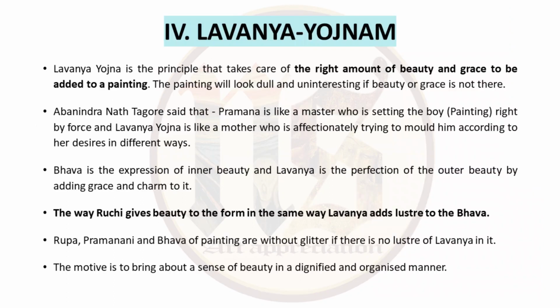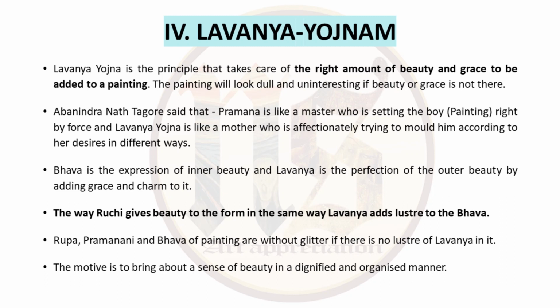Now coming to the fourth one called Lavanya Yojanam. Lavanya means beauty and Yojana means scheme. So in short, it is scheme of beauty. Lavanya Yojana as a principle takes care of the right amount of beauty and grace to be added to a painting. Otherwise, the painting will look dull and uninteresting. Abanindranath Tagore has very beautifully said that Praman is like a master who is setting the boy right by force. And Lavanya Yojana, on the other hand, is a mother who is affectionately trying to mold the child according to her desires. So for an artist, Praman is the strict discipline that he has to follow, and Lavanya Yojana is the detail and fineness that he has to add to make the painting beautiful.